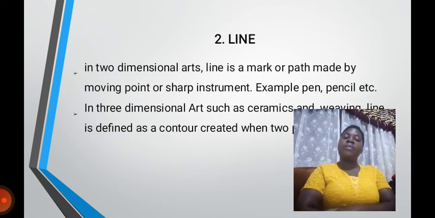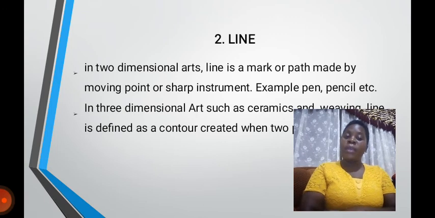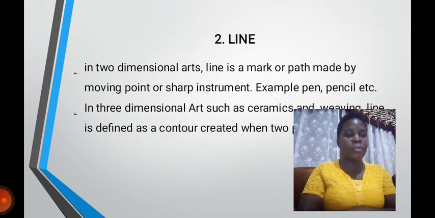So we are going to define line in those two areas. When we look at 2-dimensional artwork, we said the example of a paper. Line is a mark or a path made by a moving point or a sharp instrument. So when you are writing in your books, don't you show lines? Yes, you show lines.